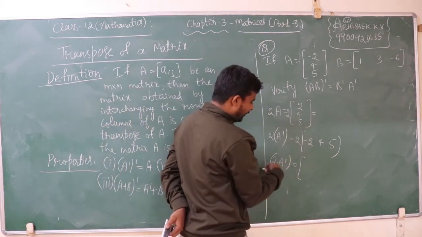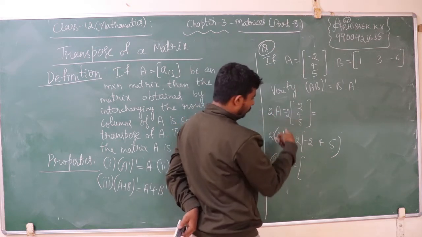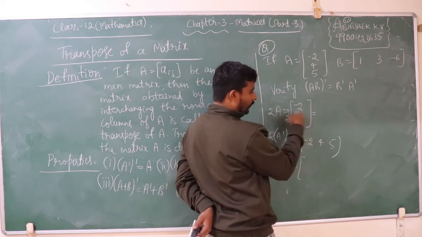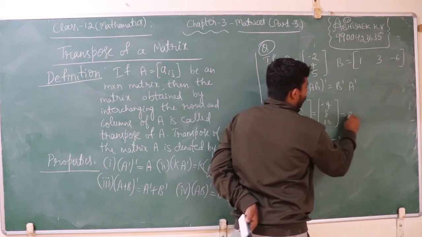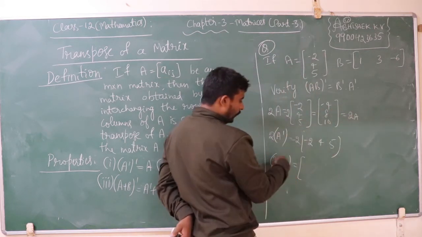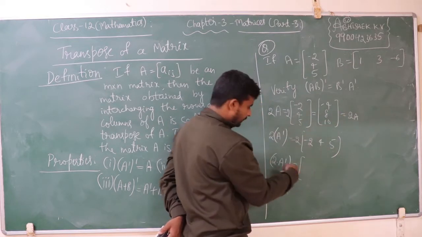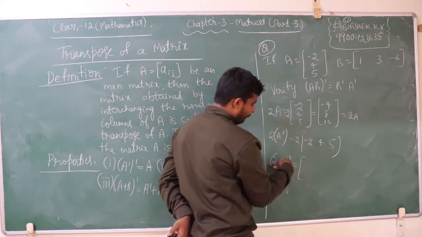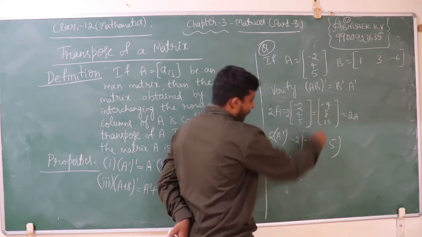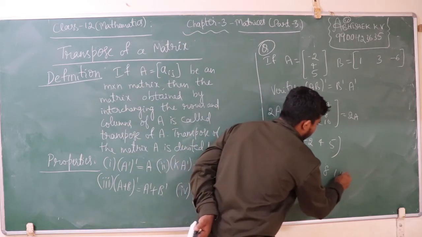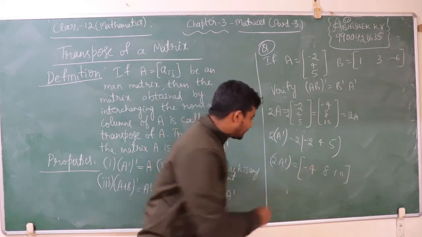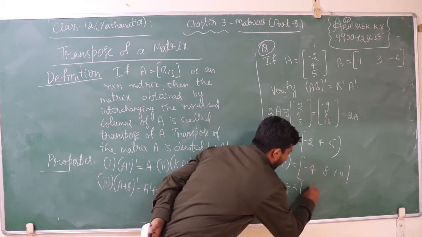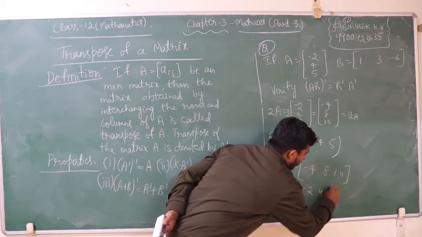What is 2 into A transpose? 2 into A is minus 4, 8, 10. This is 2 into A. Then 2A transpose is minus 4, 8, 10. If I take 2 as common here, minus 2, 4, 5.